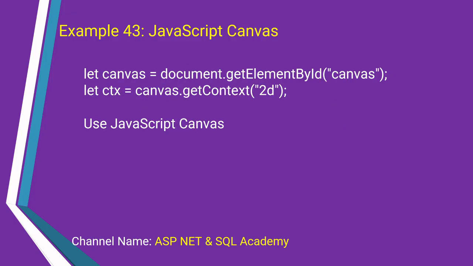Example 43. JavaScript Canvas. Canvas allows us to create graphics and animations on the client side. We can use the canvas element and the getContext method to create a canvas context. For example, let us create a canvas that draws a rectangle.